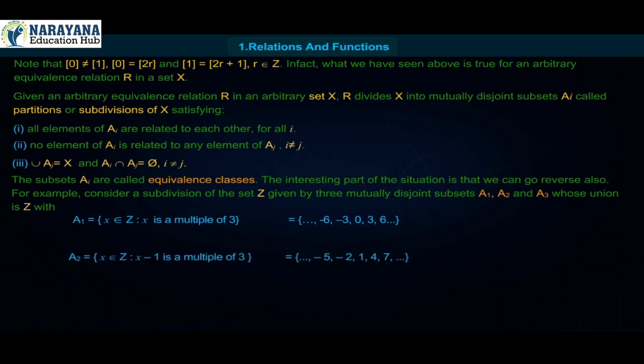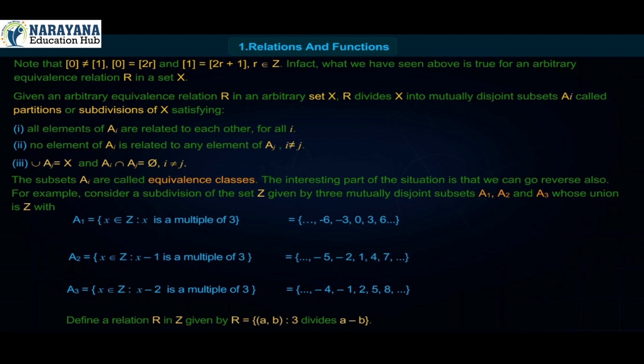A2 is equal to the set of x belongs to Z such that x minus 1 is a multiple of 3, equal to the set of infinity to minus 5, minus 2, 1, 4, 7 up to infinity. A3 is equal to the set of x belongs to Z such that x minus 2 is a multiple of 3, equal to the set of infinity to minus 4, minus 1, 2, 5, 8 up to infinity.